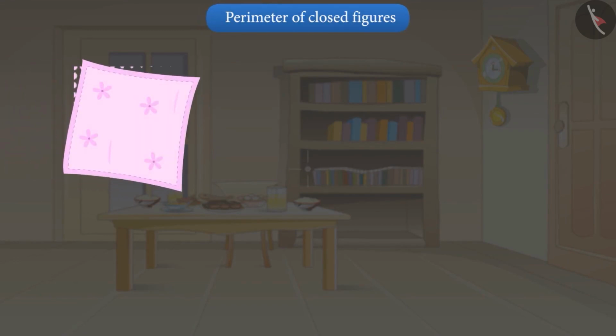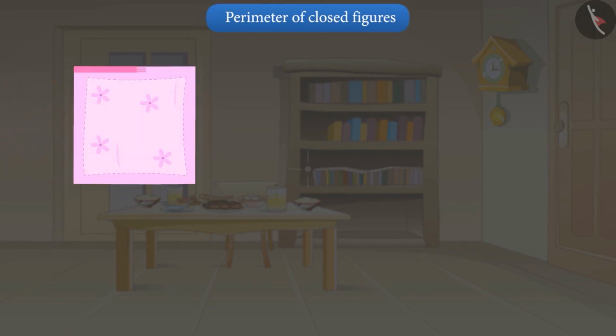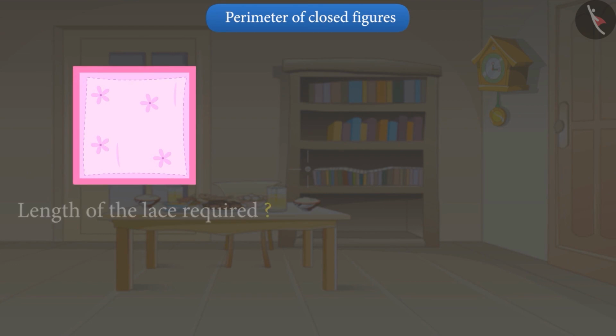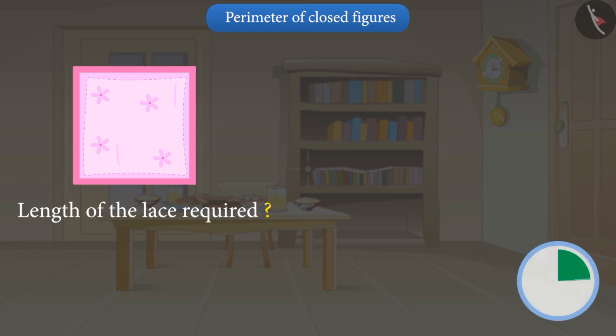Tina bought a new handkerchief. She has to attach lace on the sides of this handkerchief to decorate it. But she's not able to calculate the length of the lace required for this. Can you tell how she can find the length of the lace? Think for a while.